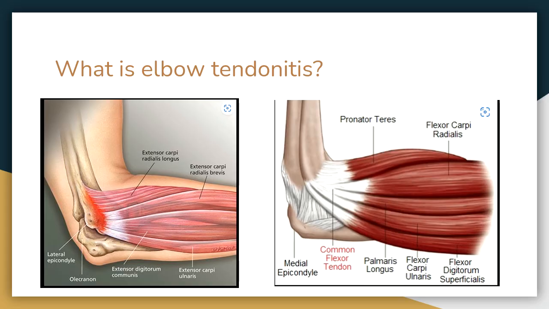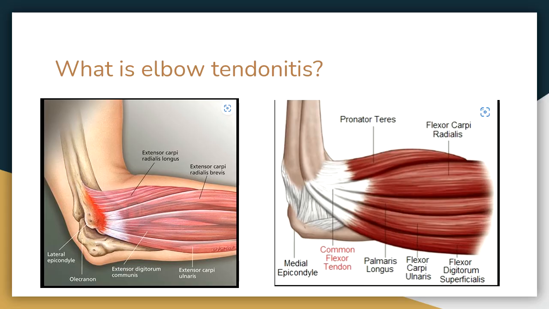So, it's a broad term which can refer to two or three different pathologies. The first one on the left is a diagram showing the common extensor origin, which is basically the lateral epicondyle. You can see the extensor carpi radialis longus, extensor carpi radialis brevis, extensor digitorum communis, and extensor carpi ulnaris. They all originate from the lateral epicondyle.